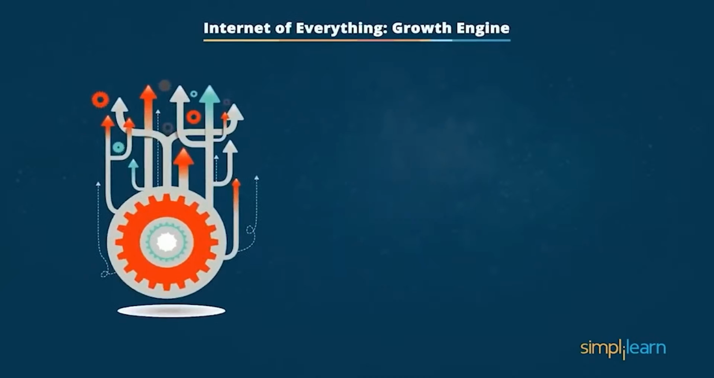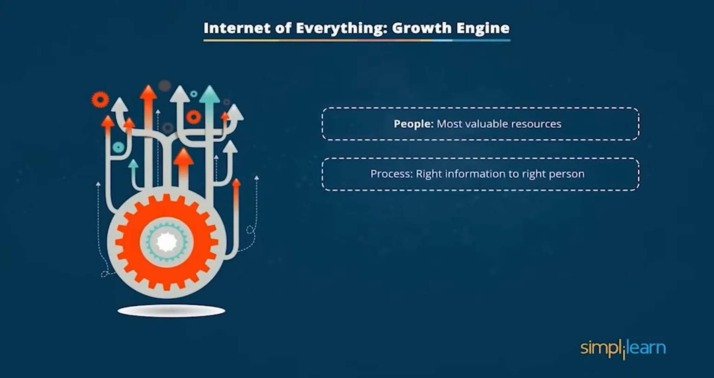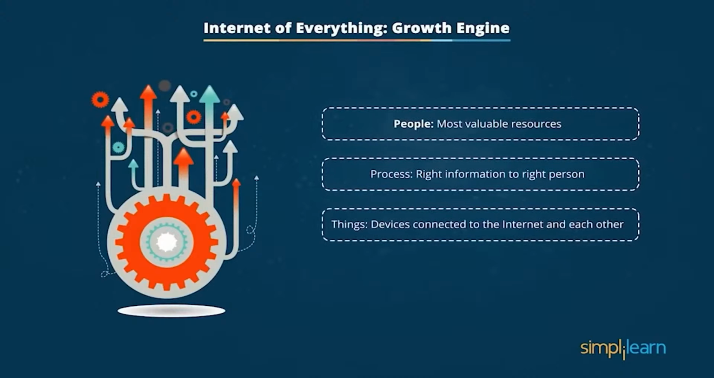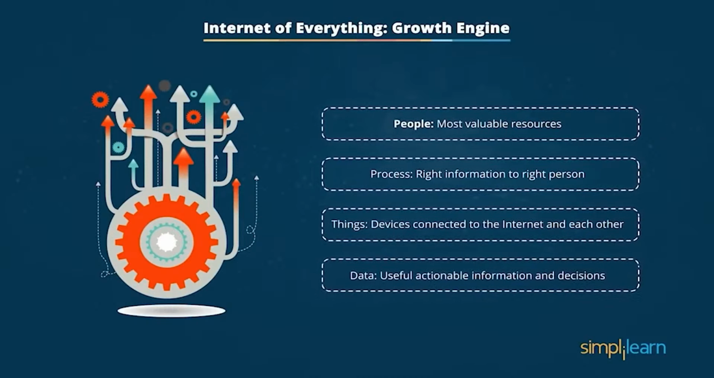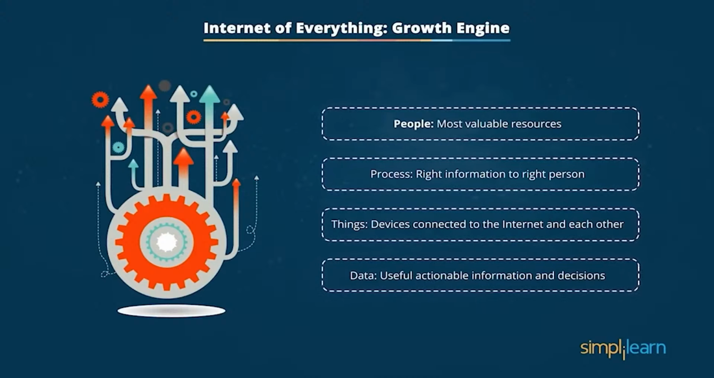Internet of Everything: Growth engine. The Internet of Everything comes with a growth engine for any organization. It includes people, who are the most valuable resources. The process of making the right effort for the things that includes the physical devices, other objects, and the data taken from sensors to make actionable insights for decision-making is important. People, process, things, and data are the growth engine elements that give a company an edge in the digital transformation world. With data privacy and transparency mechanism, it is important for every organization to follow internet ethics and compliance.